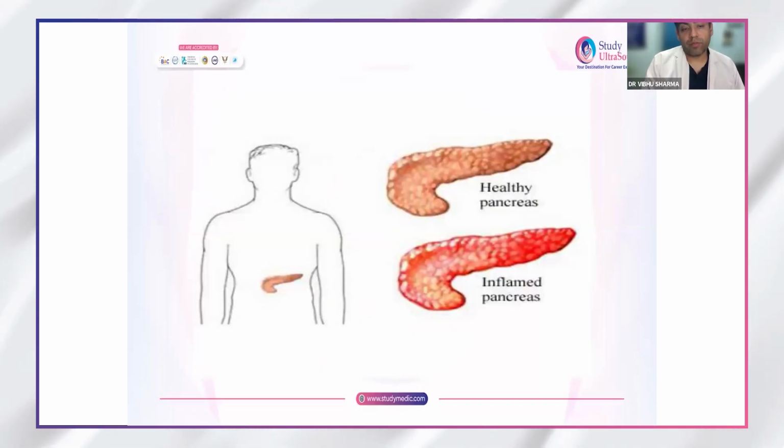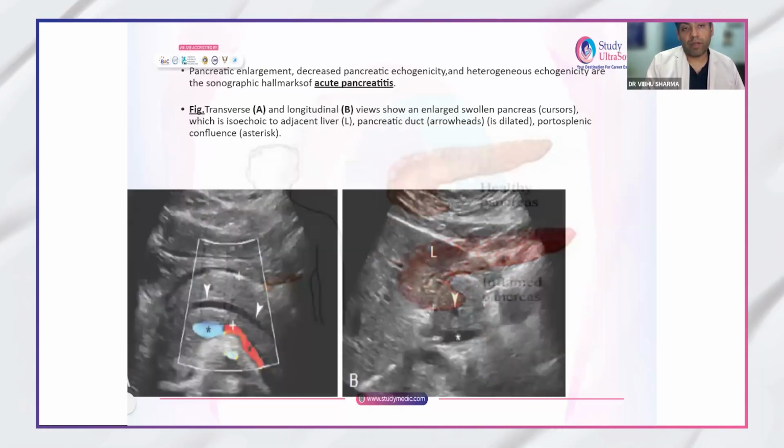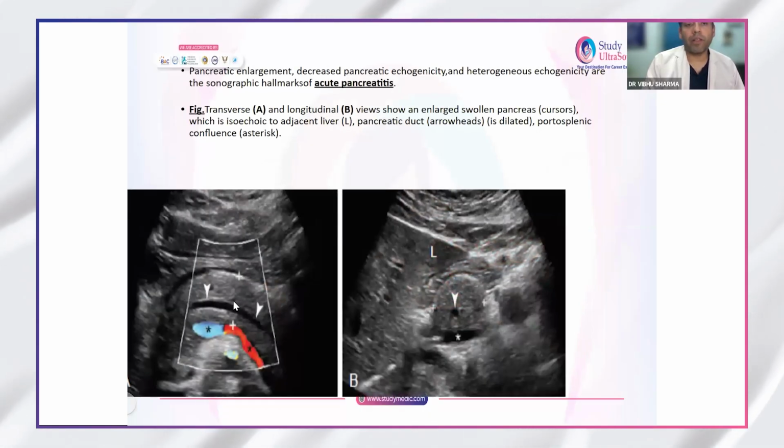So when the pancreas becomes inflamed, then we label it as pancreatitis. We can see pancreatic enlargement with reduced parenchymal echogenicity. This is the main hallmark for acute pancreatitis. Here you can see the pancreas with reduced echogenicity.